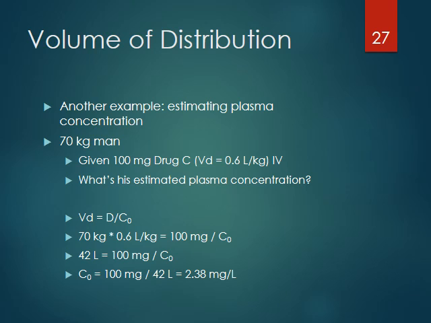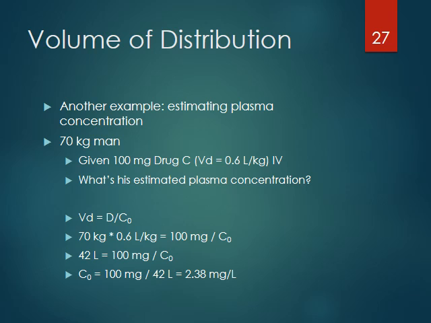So just to give you another example here, based on the established volumes of distribution of a drug, we can actually use this data to estimate what a person's drug level would be if you were to measure it. Say, for instance, you have a 70-kilogram man, and you have a dose you're going to give him, IV, of 100 milligrams of drug C. Now, based on previous studies, we know that drug C has a volume of distribution of 0.6 liters per kilogram IV.